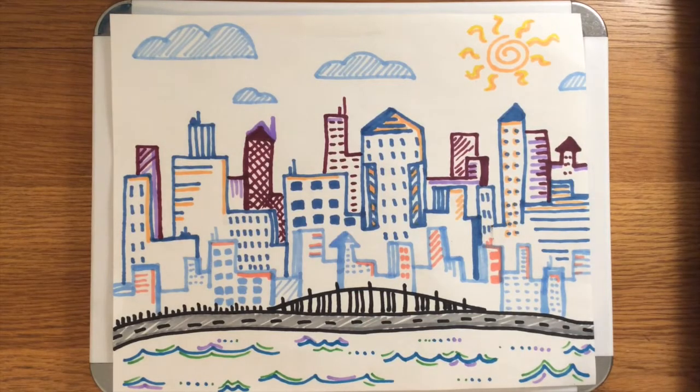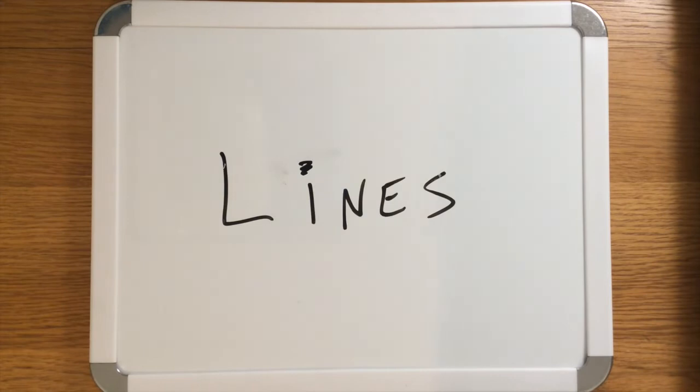All right, so here is a finished example of the line city. This is an example from a version of the project that I did in my classroom with second grade. I'm going to be changing some things about this for this YouTube version. But when we do this project, we're going to be focusing on two elements of art, and those are lines and values. So let's first talk about lines.